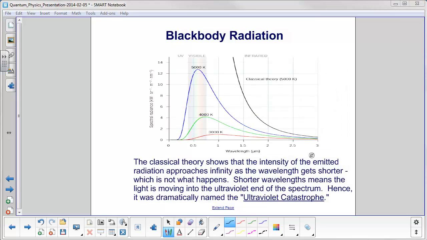The classical theory shows that the intensity of the emitted radiation, that's this curve here, you can see that it's coming off the chart here, and you can imagine it just keeps on going, and you don't have to imagine, that's actually what the theory says. So it's approaching infinity as the wavelength gets shorter, which is not at all what happens. You can see that the intensity of the higher frequency, the lower wavelength light, does increase, and you can see it moving to the left, but it gets to a peak, and then instead of continuing on to infinity, it comes down. Okay, so shorter wavelengths means the light is moving into the ultraviolet end of the spectrum.